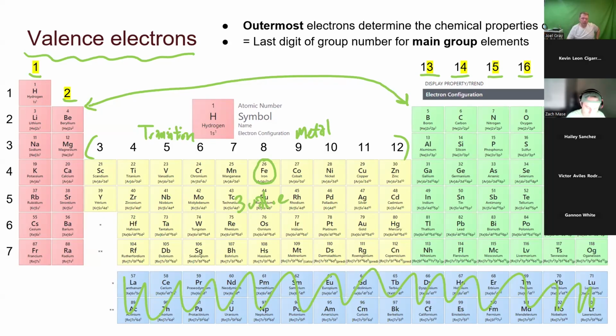And so it kind of jumps around and goes a little bit crazy there. Now, with that said, we focus in for our valence number calculations.